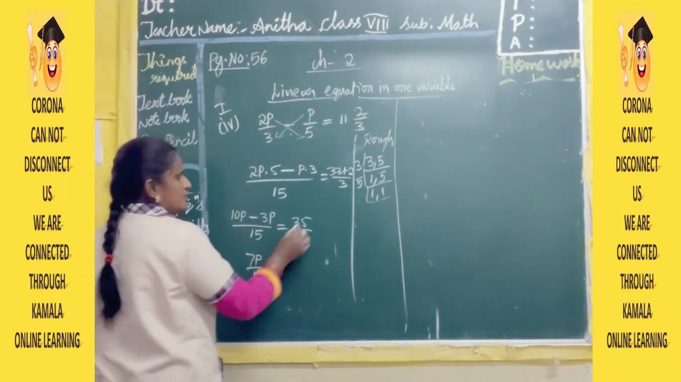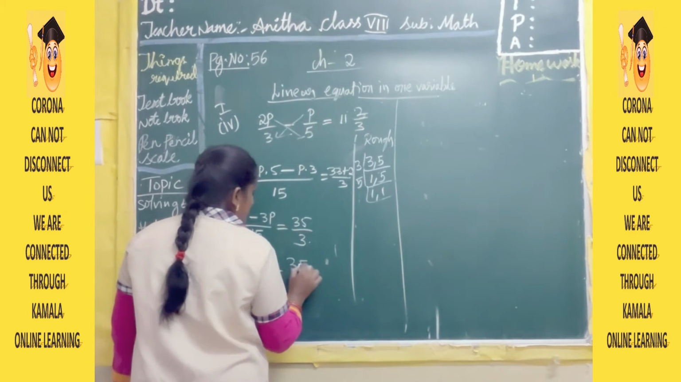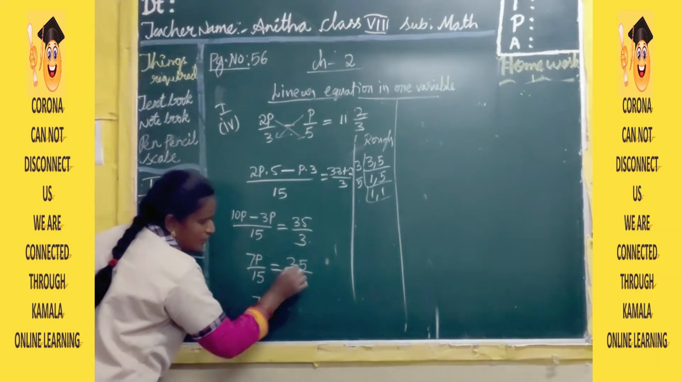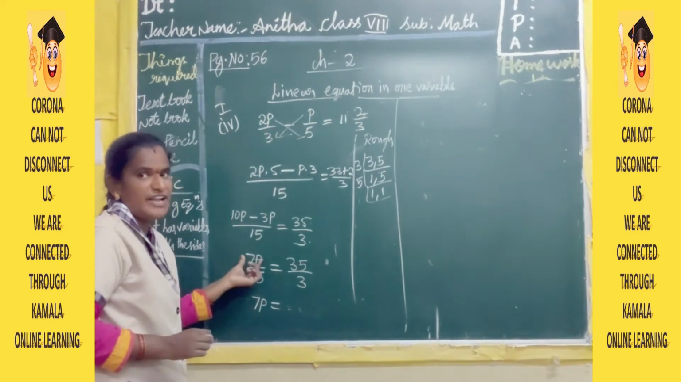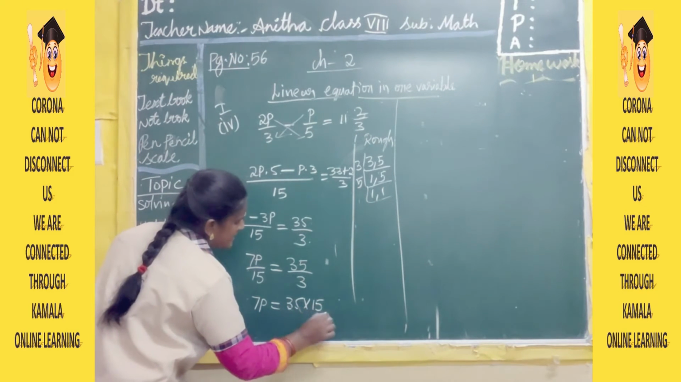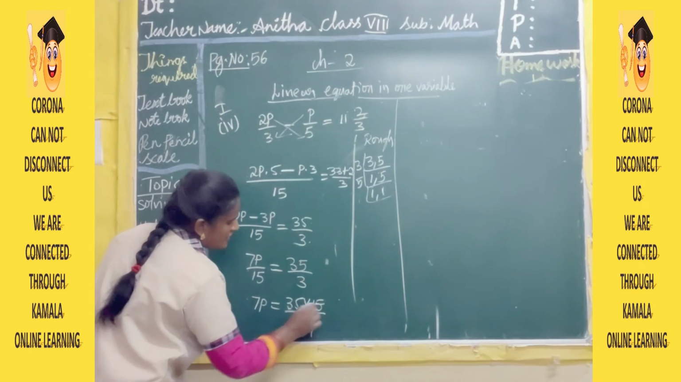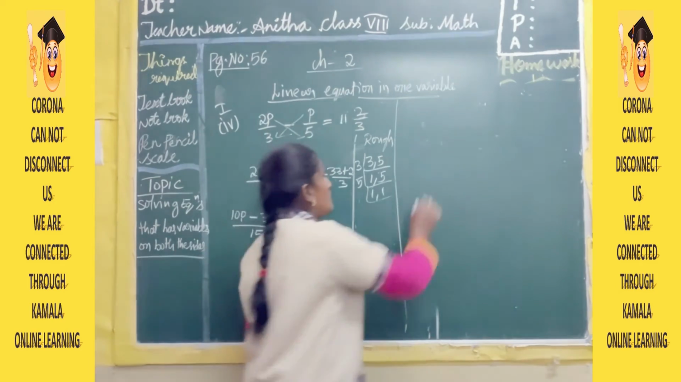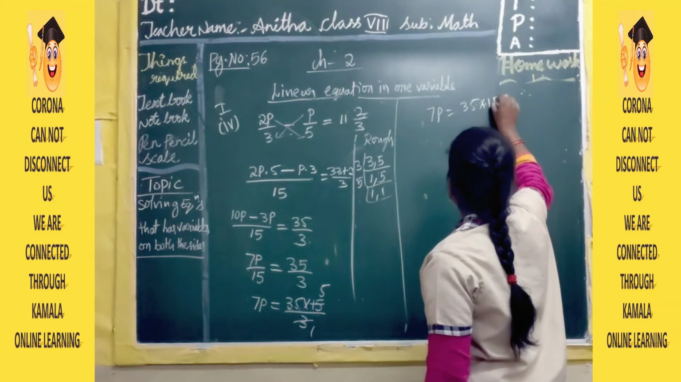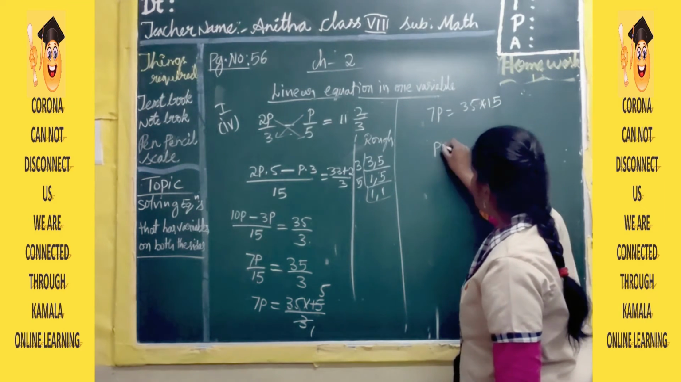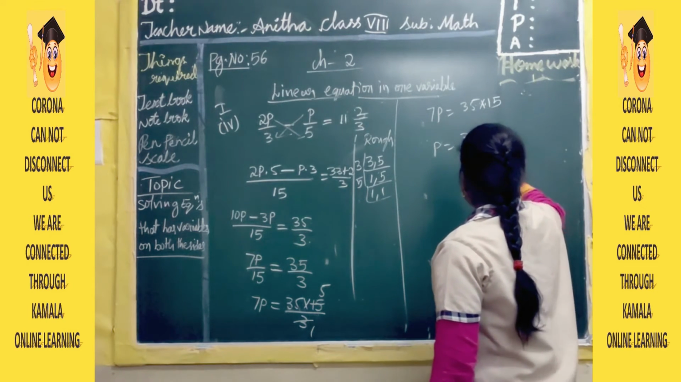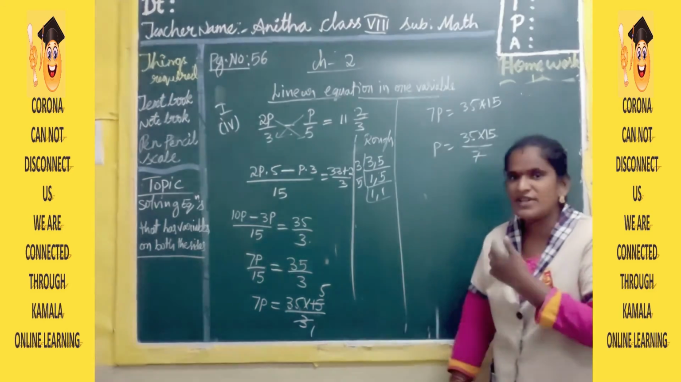It should be equal to 35 by 3. 7p keep like that only. This will go to this side because we want the variable value. 35 into 15 by 3. 3 ones are 3, 5s are 15. Now 7p is equal to 35 into 15. Then p keep here only, 7 will go to this side. 35 into 15 by 7. So this is our answer.